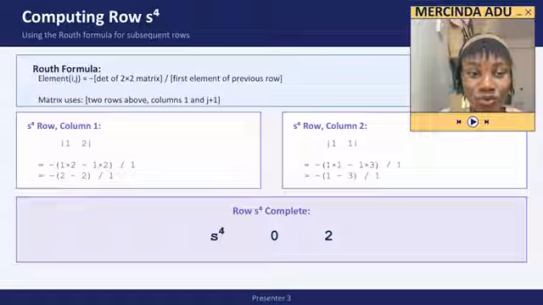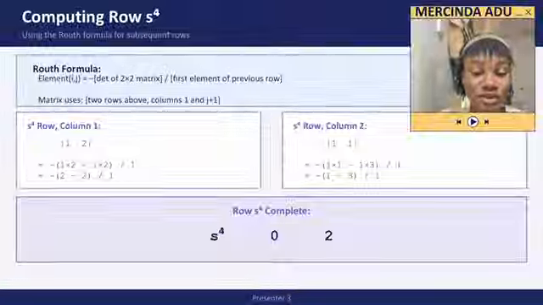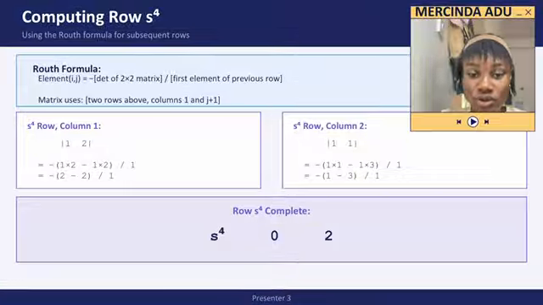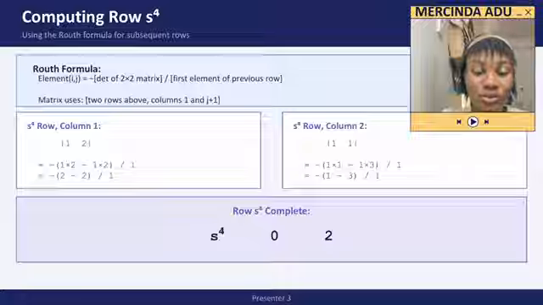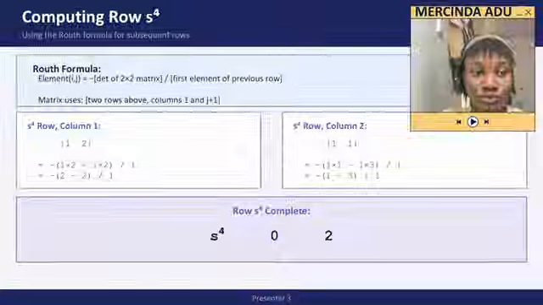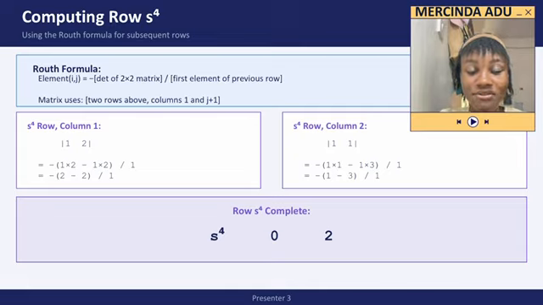Negating the answer, we get the negative of negative 2 to be a positive 2. We then divide by 1, which gives us a result of 2. So moving on to the final result, we then have the row s to the fourth as 0, 2. And this row, with 0 in the first column, creates a special case that the next person will be addressing in the next slide.